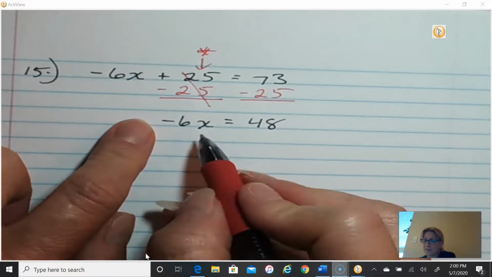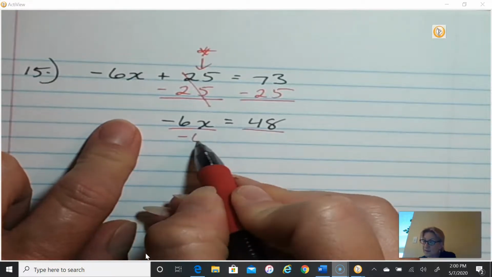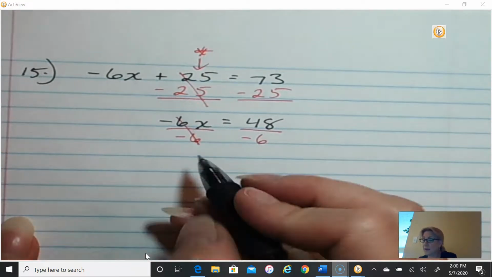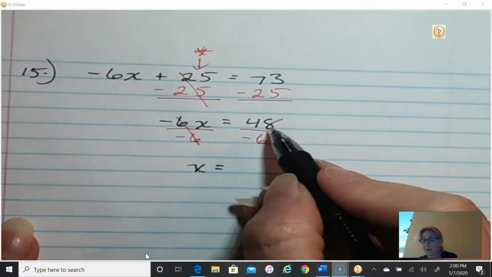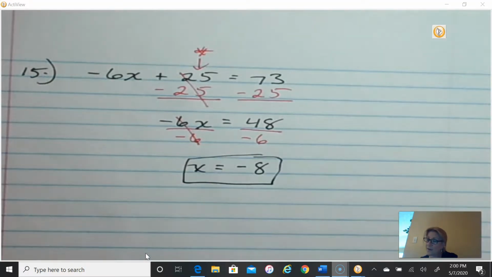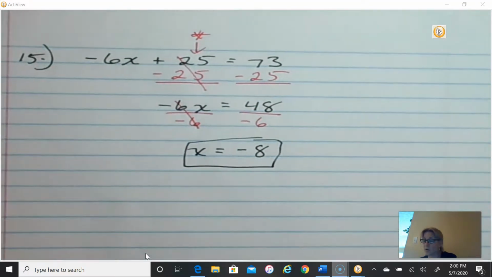So the opposite is dividing. So I'm going to divide both sides by negative 6. And I get x equals, a positive divided by negative is negative. So negative 8. All right. One more. So let's see if y'all can do this on your own.